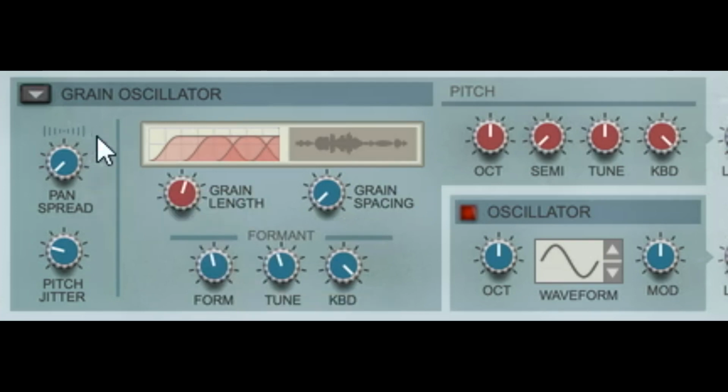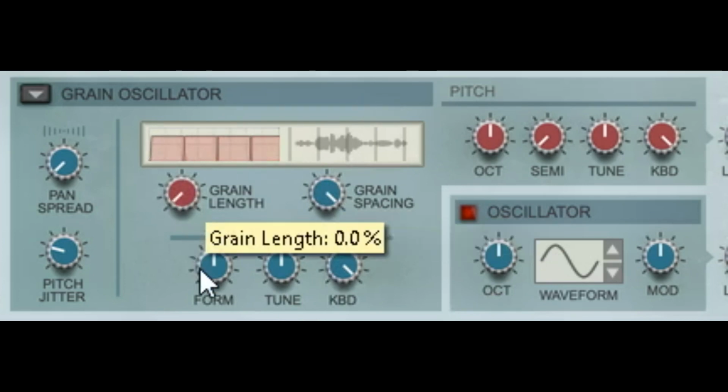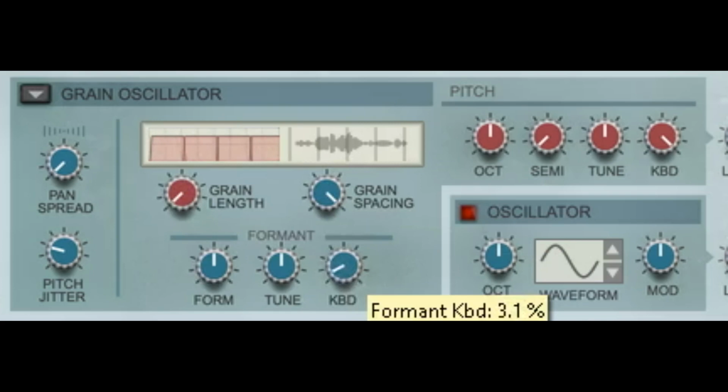And just like the Spectral Grain algorithm, you have a formant option, and then obviously that plays with pitch, tuning, plays with tuning. And then keyboard does the same thing as it does in the last one.